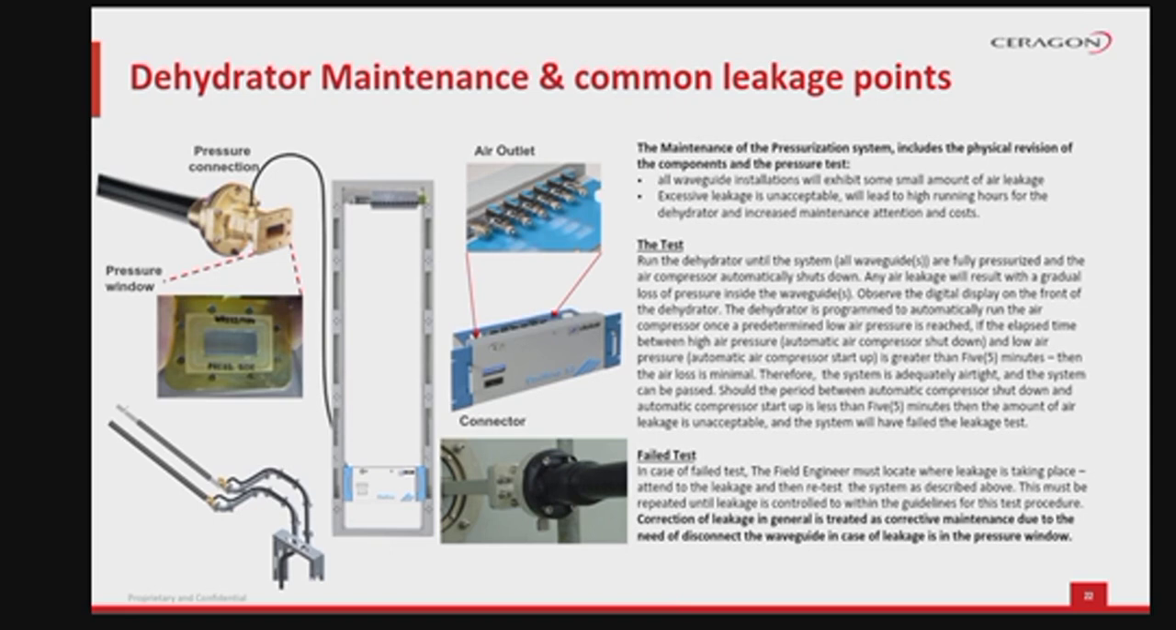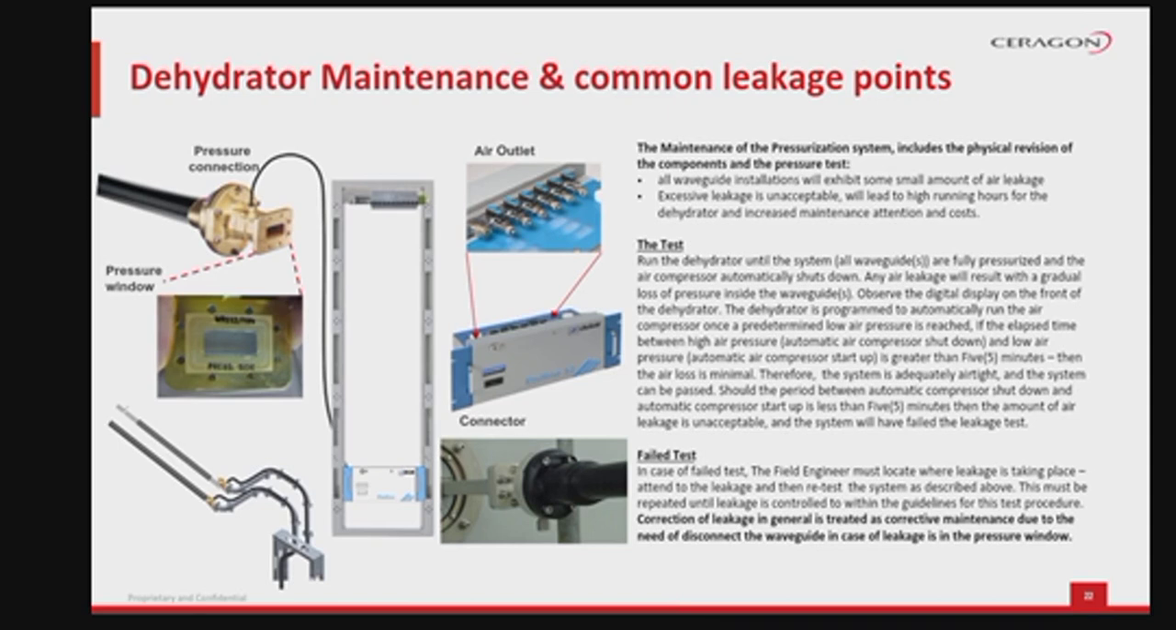Run the dehydrator until all waveguides are fully pressurized and the air compressor automatically shuts down. Any air leakage will result in a gradual loss of pressure inside the waveguides. Observe the digital display on the front of the dehydrator. The dehydrator is programmed to automatically run the air compressor once a predetermined low air pressure is reached.